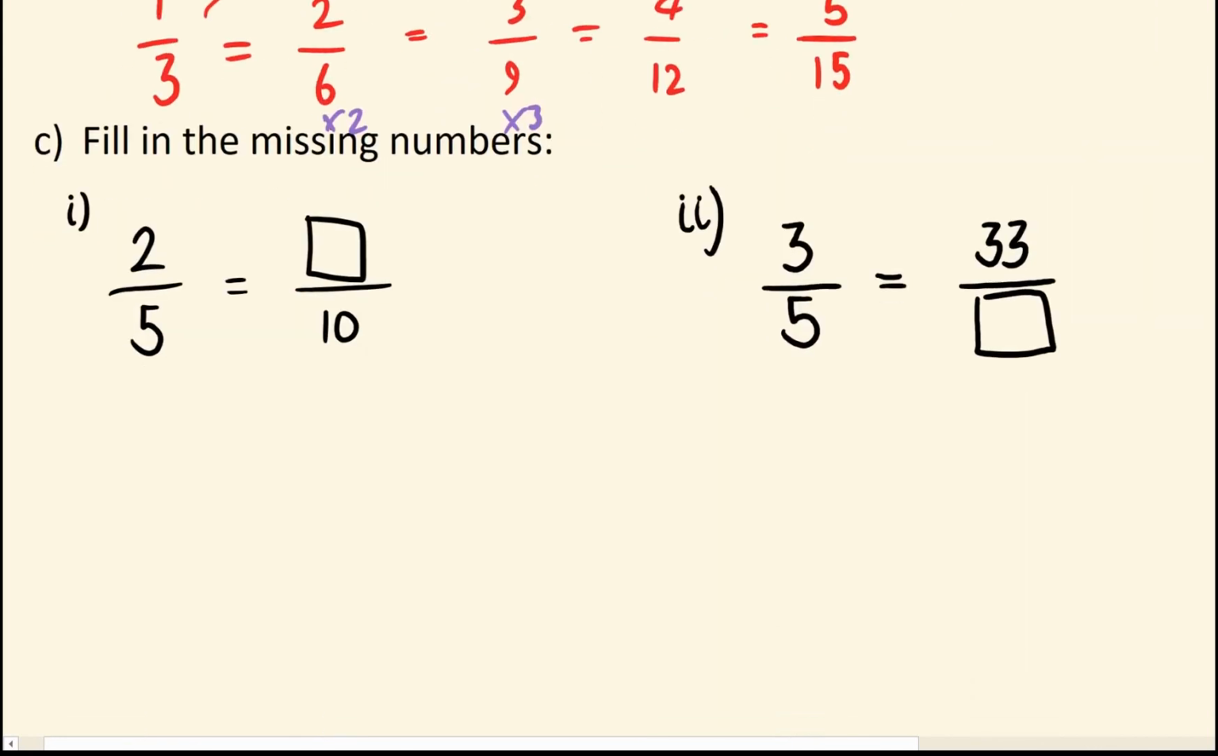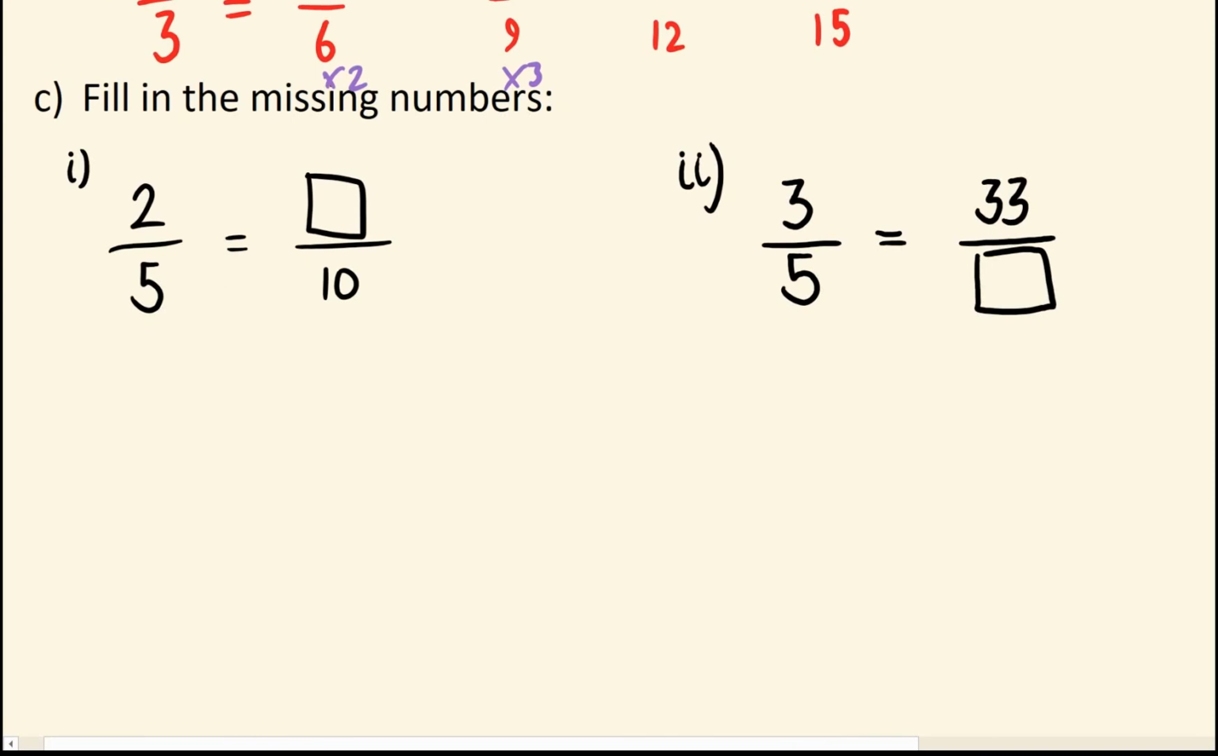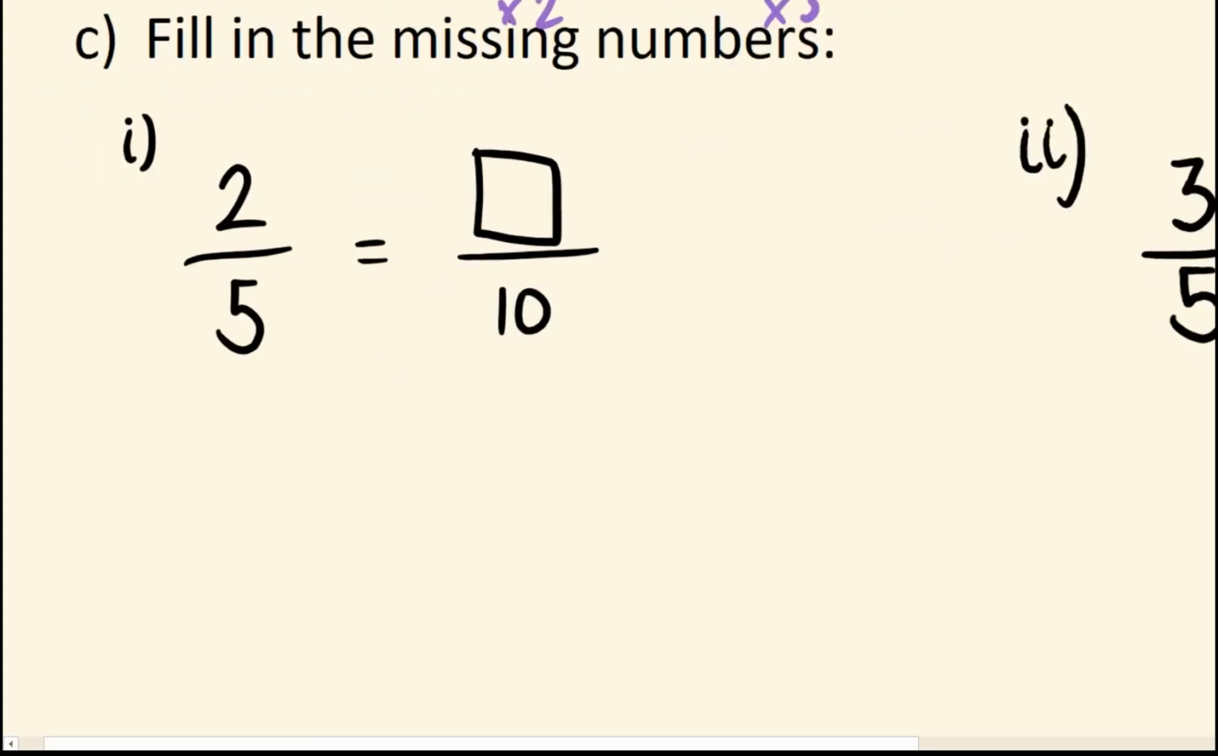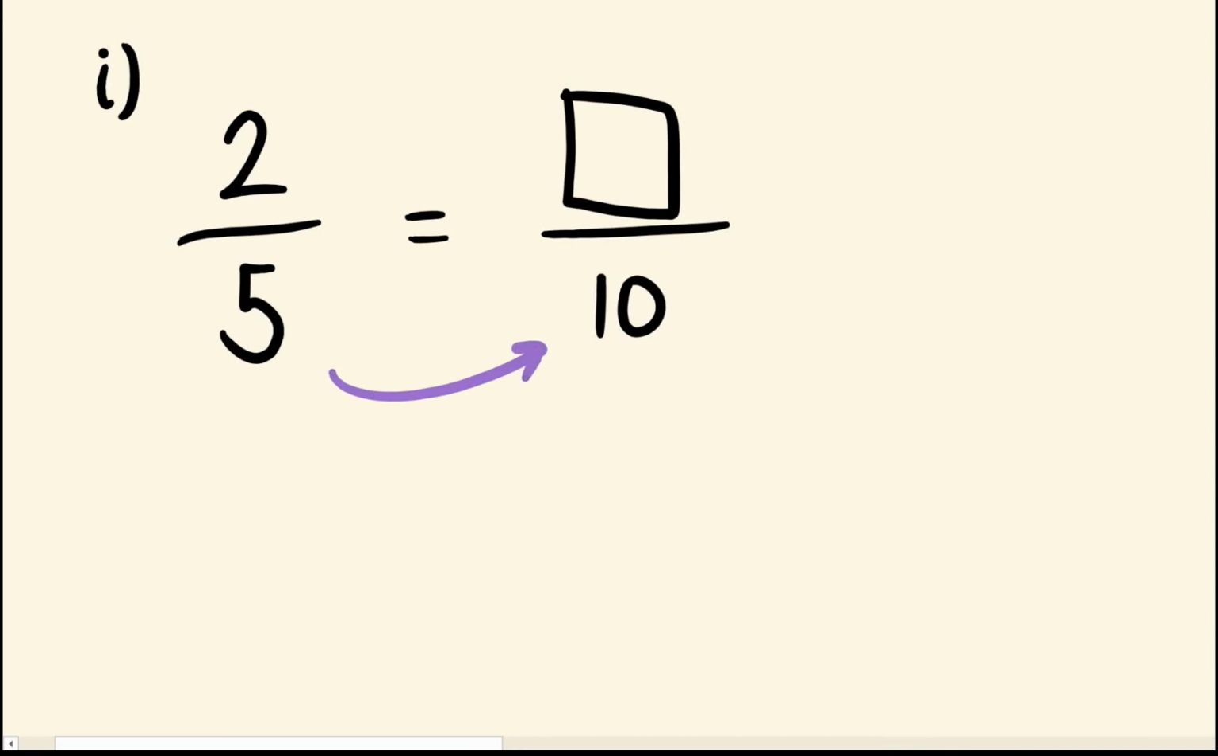Okay, moving on. The next type of question I'd like you to see is a fill in the missing numbers question. We know 2/5 will equal something over 10. We want to work out what this something is going to be. The way we do it is we need to work out what we have multiplied by here. So in essence, how many 5s go into 10? In this case it's 2, 2 5s are 10. So we're going to have to times the whole fraction by 2. So 5 times 2 is 10, and we also do 2 times 2, which gives us 4.